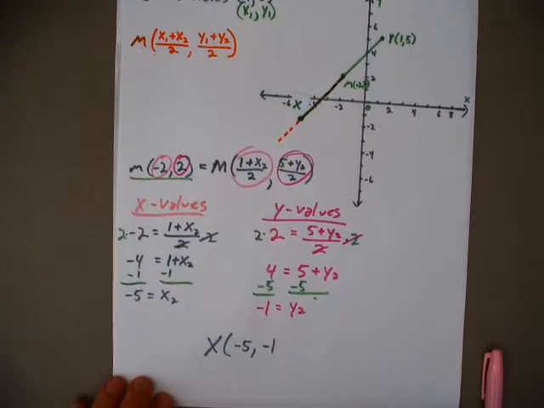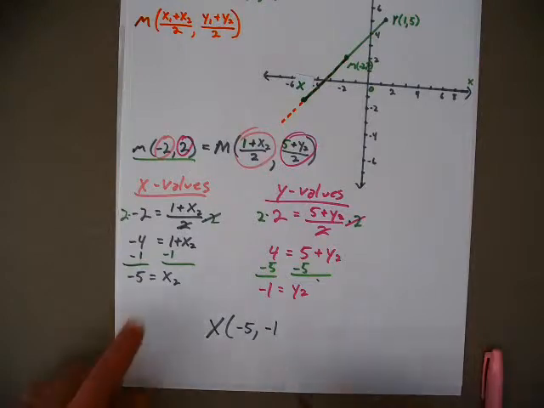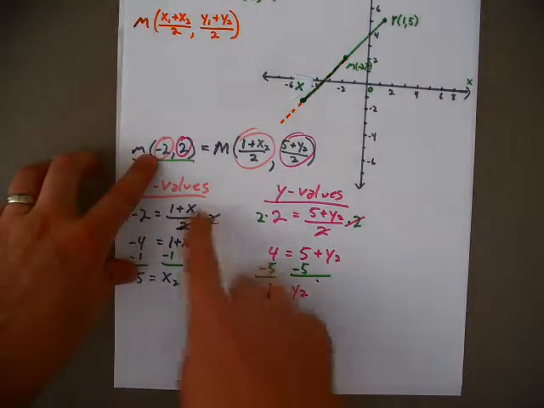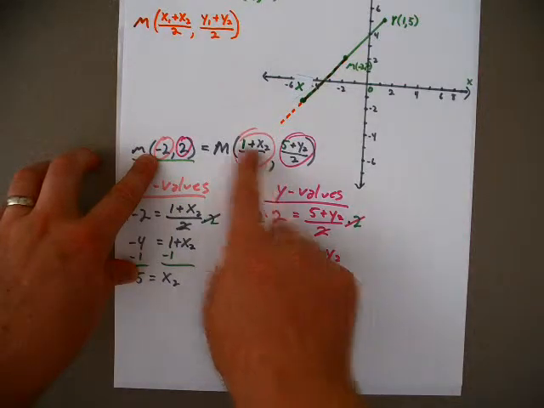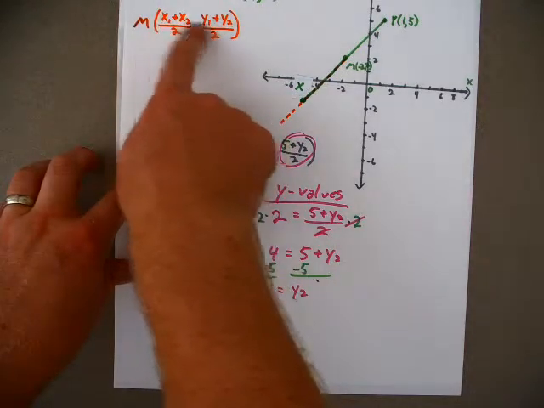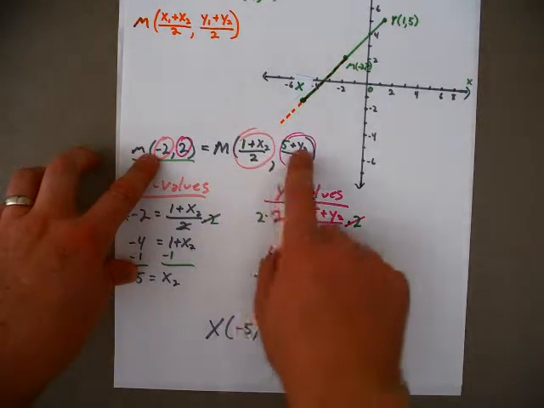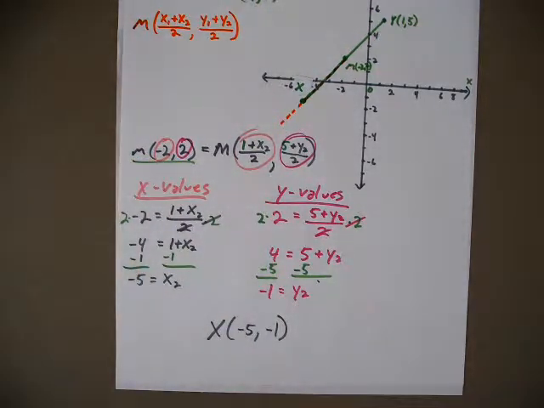Okay, so let me move this up so you can see what we've done here. Yes, I understand that this can be a little confusing, so make sure you ask plenty of questions in class or on my blog. So just to reiterate, we're given the midpoint, and we set that equal to the midpoint formula with our x1 and y1 plugged in, and then we solve for x2 and we solve for y2.